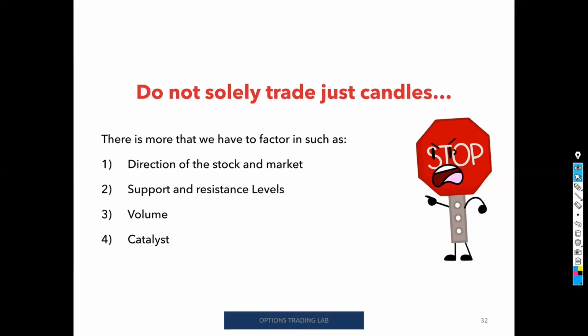Then you have to check whether there is any catalyst that is pushing the stock higher, or any catalyst that is pushing the stock lower. A catalyst means any important news regarding the company, about earnings results, or any new product that is about to launch. You have to consider these kinds of catalysts while taking a position on any particular company.